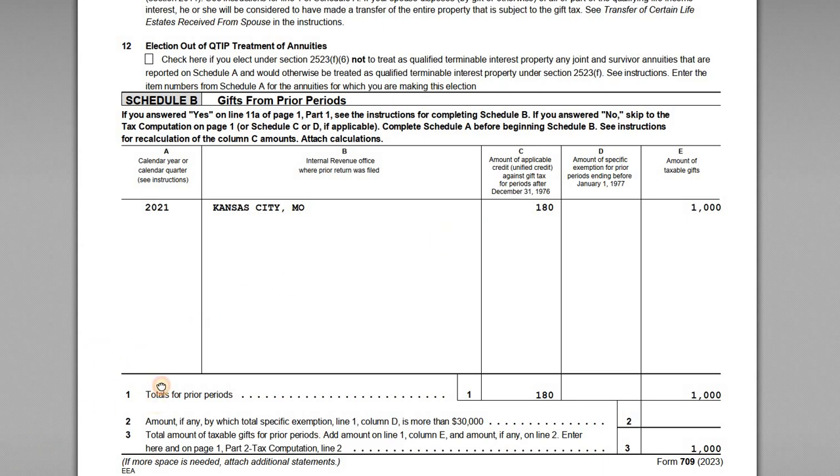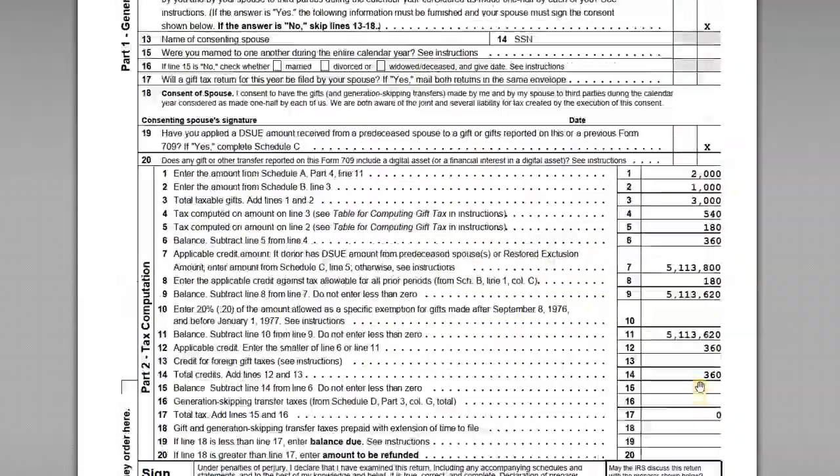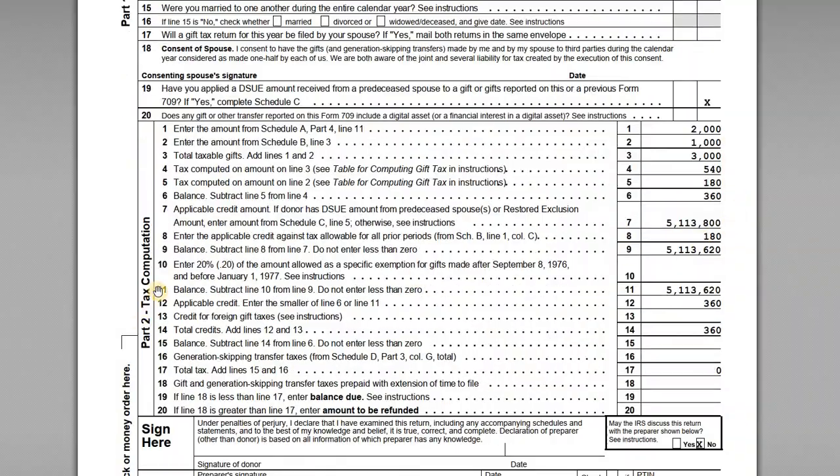So once we have these values pulled together, on line 3 here, we have the total amount of taxable gifts for prior periods: add the amounts on line 1, column E, and an amount, if any, on line 2, and then enter here and on page 1, part 2, line 2. So that $1,000 amount flows back up here to part 2, tax computation, line 1.